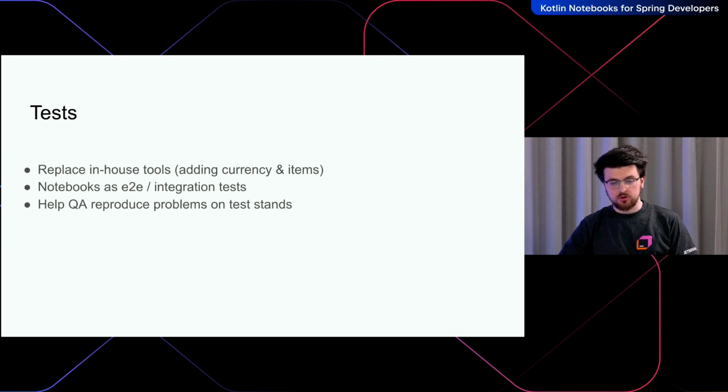You could also use Kotlin notebooks to help QA reproduce problems, right? Some bugs require the backend to be put in some specific state that might be difficult to reach just by pressing buttons on the front end. You could use Kotlin notebooks to maybe set some atomic Boolean flag in your code base, or do something that makes it trigger the scenario that QA need.